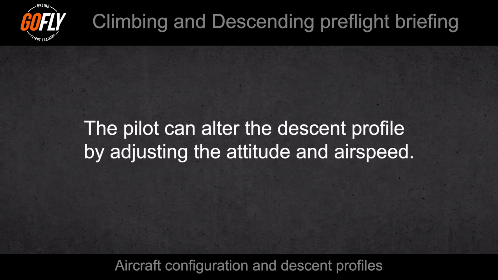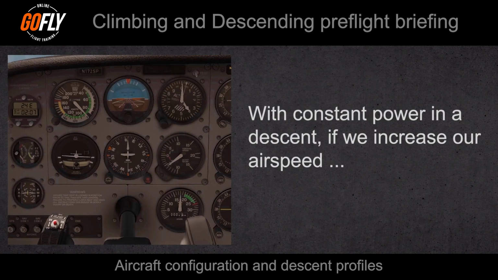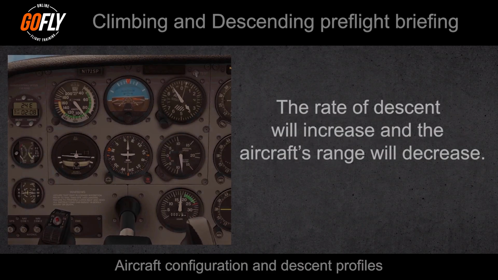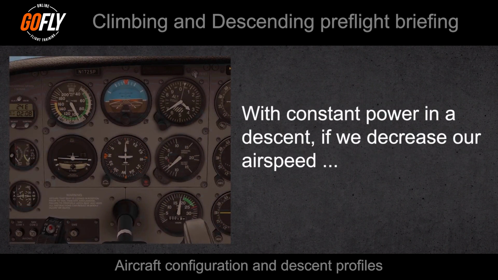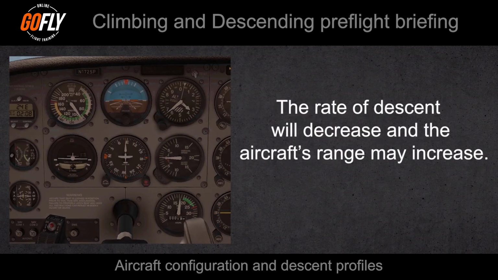We can also change the descent profile by changing the attitude and/or airspeed. We can also vary the descent range if we vary our attitude and airspeed. For instance, if the aircraft descends at 90 knots with a powered descent and the power is the same, but we increase the airspeed to 100 knots, this will effectively increase the rate of descent and reduce the descent range of the aircraft. If the airspeed is reduced from 90 knots to 80 knots for a powered descent, this will reduce our rate of descent and increase our range in nil wind.